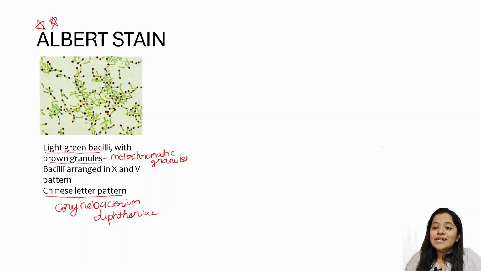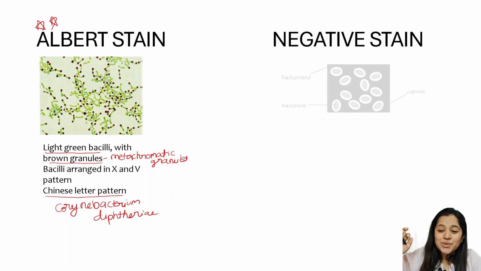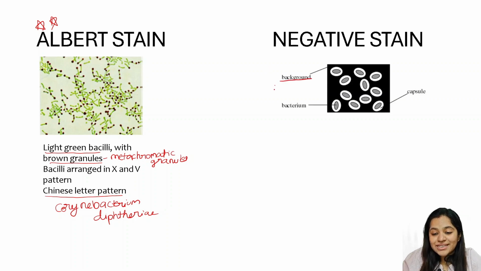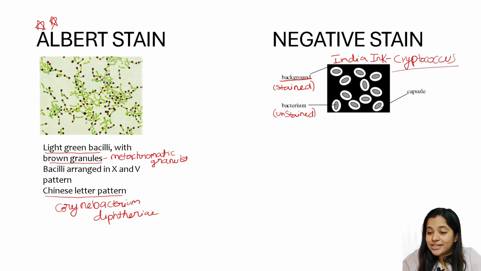Now, let's move on to another, that is the negative stain. There are certain organisms which have a thick capsule, and because of that thick capsule, the organism cannot take the stain. But I have to see the organism, so I have to create a contrast. So what I'll do, I will stain the background. In such staining, the background is stained, but your bacterium remains unstained. Clear? You see, this is the capsule. A very common example of this is India ink. Can you tell me what India ink is used for? India ink is used for Cryptococcus. Now, Cryptococcus is a fungus. It's not a bacteria. Remember that.